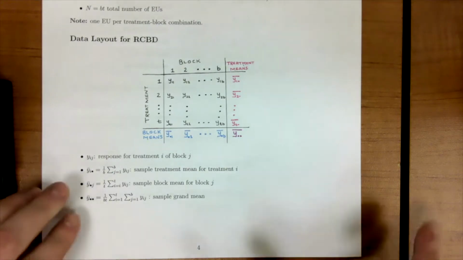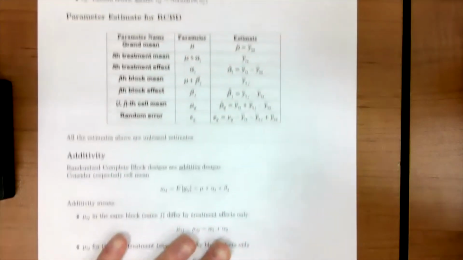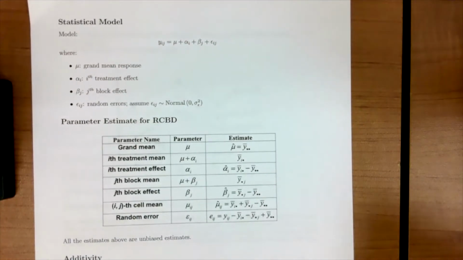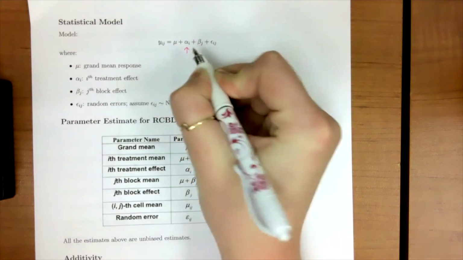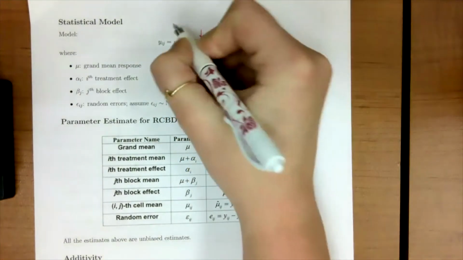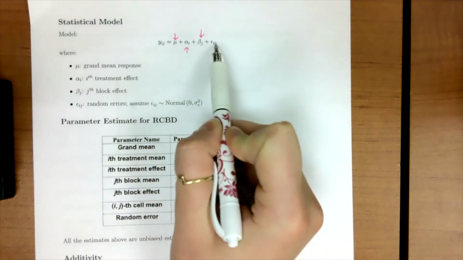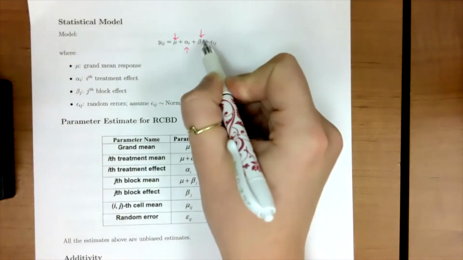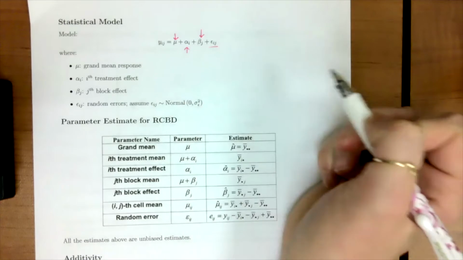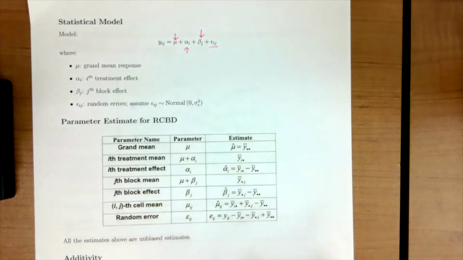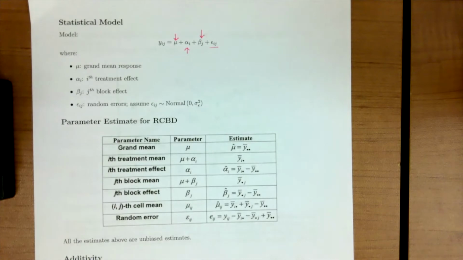So our statistical model for a randomized complete block design is here. Again, it's just an extension of our completely randomized design, or a CRD. We have our treatment effect here, we have our block effect, and we have our grand mean. In our CRD, we really only had mu, alpha, and epsilon, and now we're adding in this block term. Then we have our random error, where again, we're still assuming normality, it's centered at 0, and it has some variance.